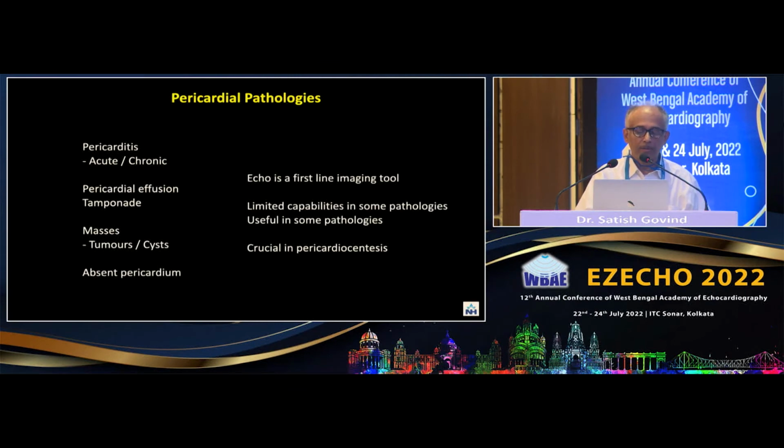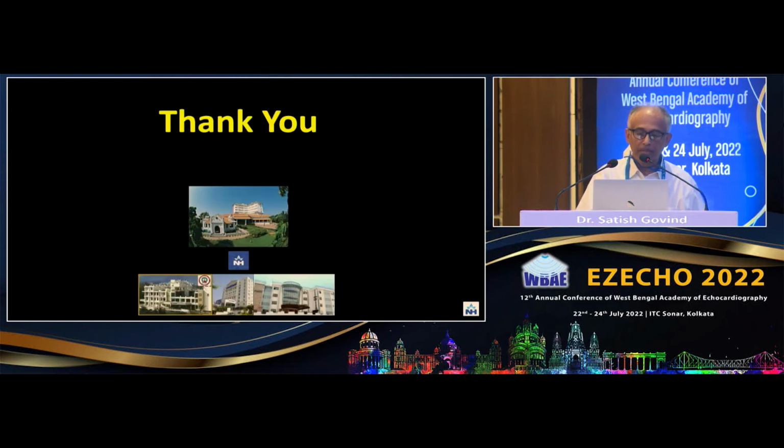So this is the table one can look at. And then how does echo feature? It is a first-line imaging tool, and we should utilize it as much as possible. But we should also be aware that it has limitations, and in some pathologies it may not be diagnostic or it may not be useful. But in some pathologies, it can be very useful, and it is very crucial in pericardiocentesis. Thank you.